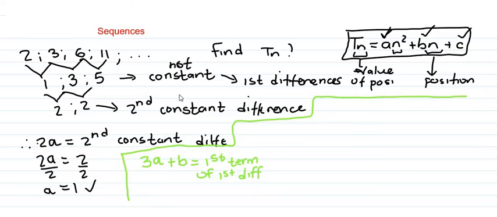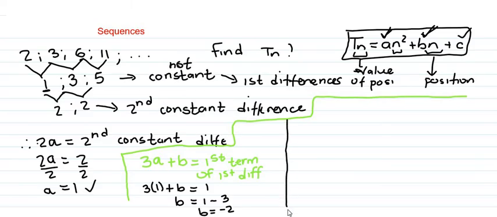So we see when we substitute here, we have 3 times A, and A is 1, plus B equals the first term of the first difference. The first term of the first difference is 1. So we have 3 plus B equals 1. When we solve for B, we get B equals 1 minus 3, and then B is minus 2. So again, in our formula we now have B.